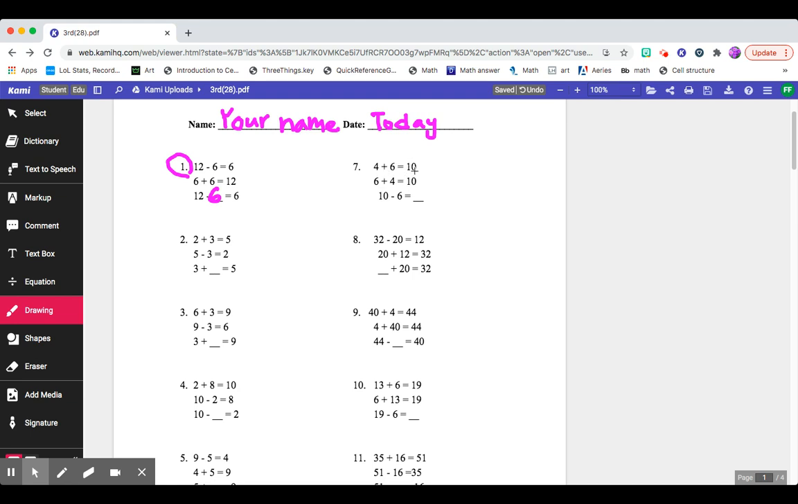4 plus 6 equals 10. 6 plus 4 equals 10. 10 minus 6 equals... If you see the formulas on the top, there are the same 3 numbers on the 2 formulas. Then on the last one, you just write the 1 number that's not on the formula right now. It's 4, right? So the answer is 4 for number 7.